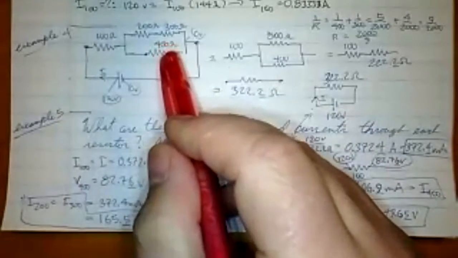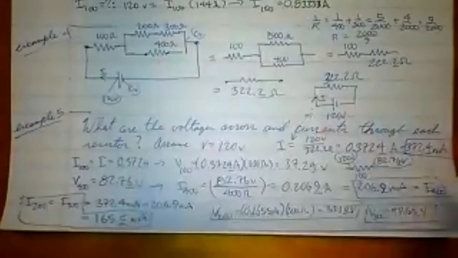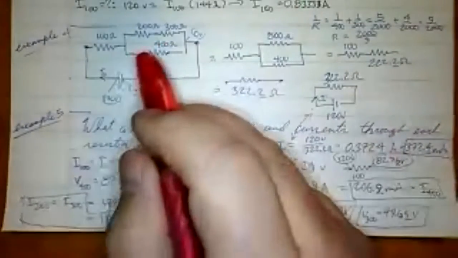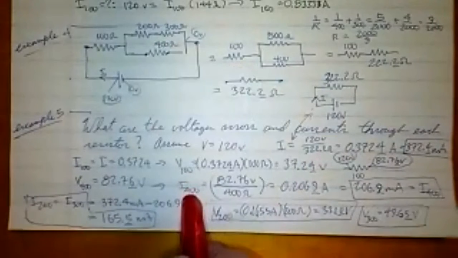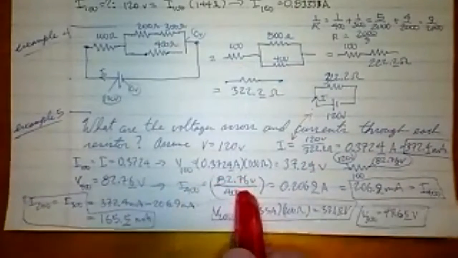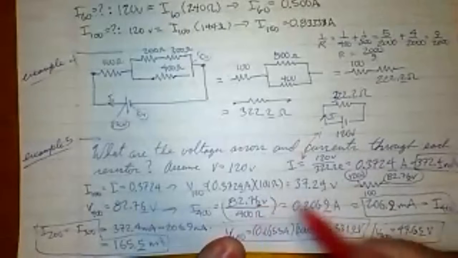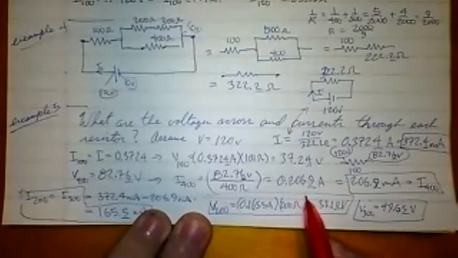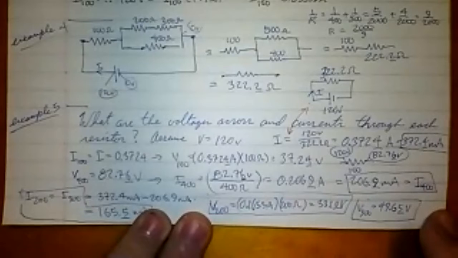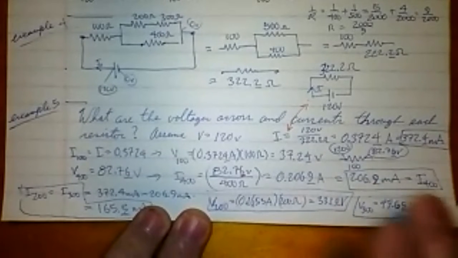So all I had to do for the 400 was say, okay, well, Ohm's law says that 82.76 is equal to I times 400, and therefore the I through the 400 is 82.76 divided by 400. That should be a digit there. When I did that division, I got 0.2069 or 206.9 milliamps.